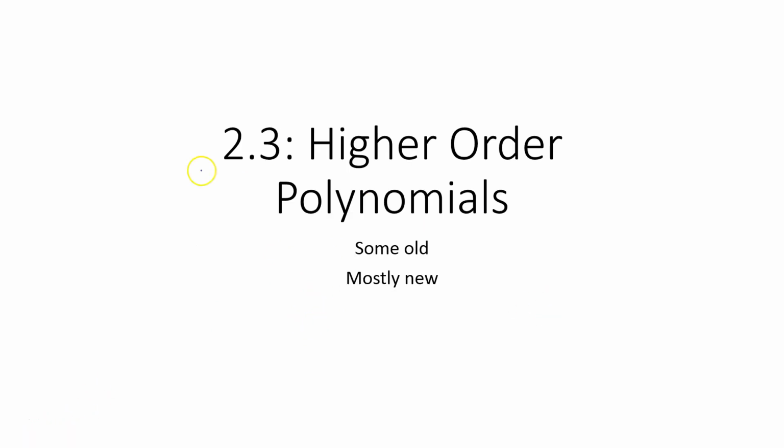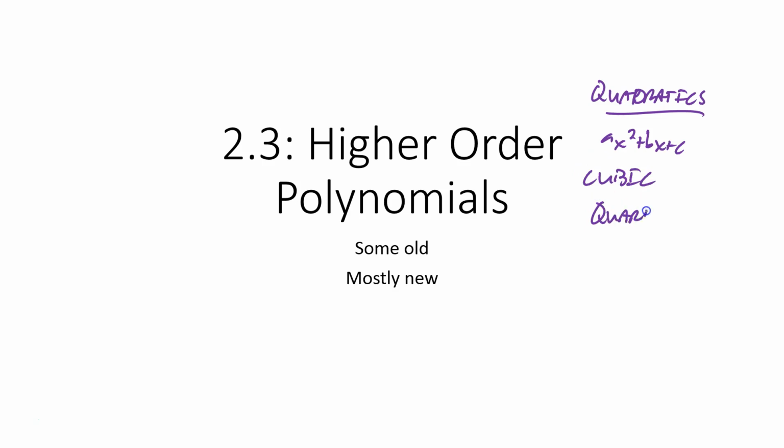All right. So 2.3 is higher order polynomials. Yesterday we talked about quadratics. Quadratics are only the second degree polynomials, like ax squared plus bx plus c, and the other forms that we saw of that. Today we're going to go a little higher, like a cubic maybe, or a quartic. So these are going higher in order. A cubic would be like x cubed plus 3x squared minus 2x plus 1, something like that. The quartic is the fourth degree, so maybe just 3x to the fourth. That's a quartic.